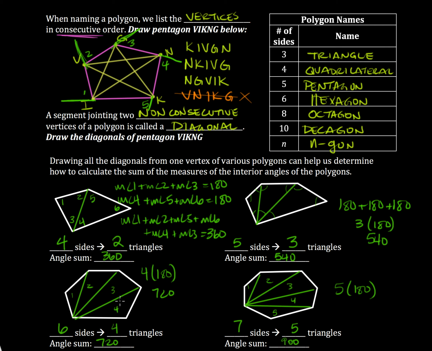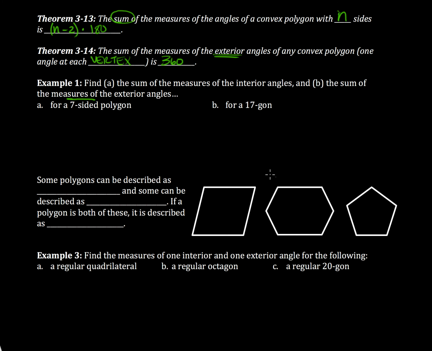And if I did it down here with my hexagon, I'm not going to draw it out, but if I made one exterior angle at each vertex, those would also add up to 360. It doesn't matter how many sides I'm looking at, those exterior angles will always add up to 360.